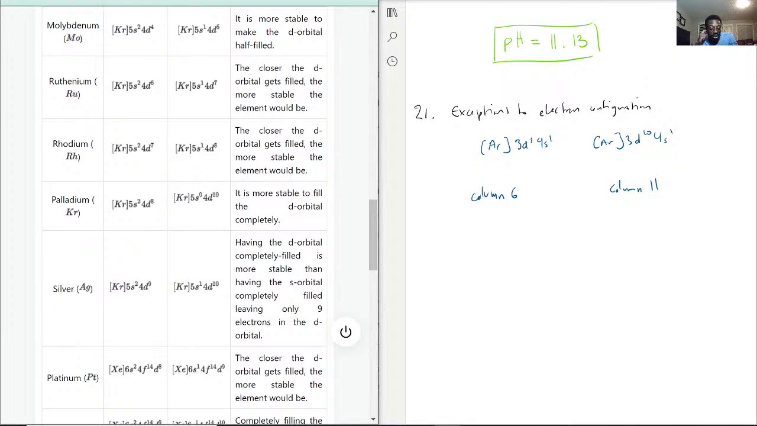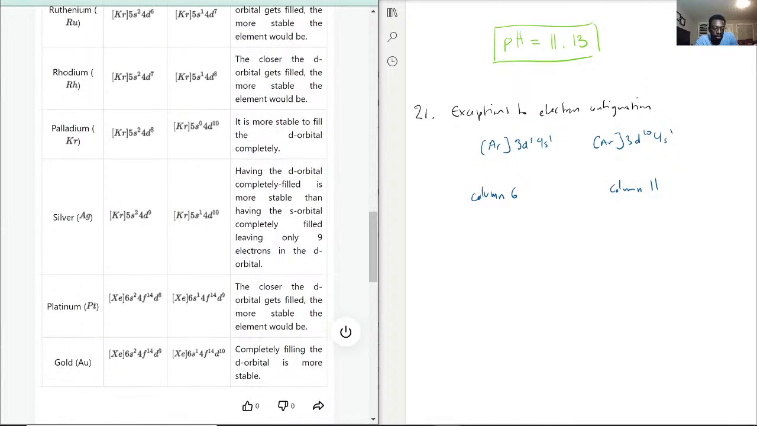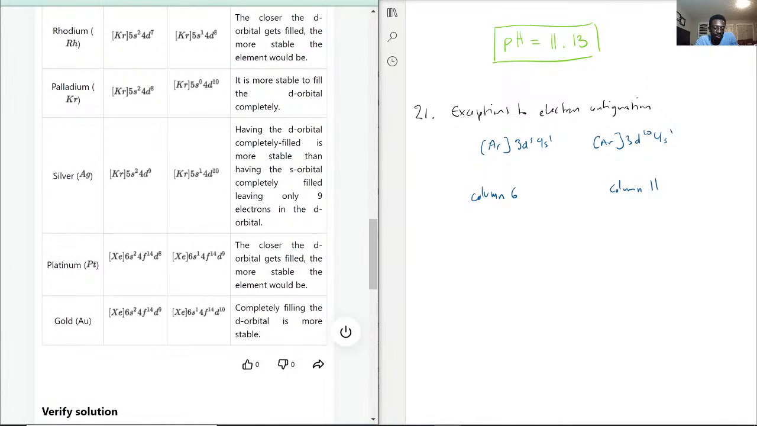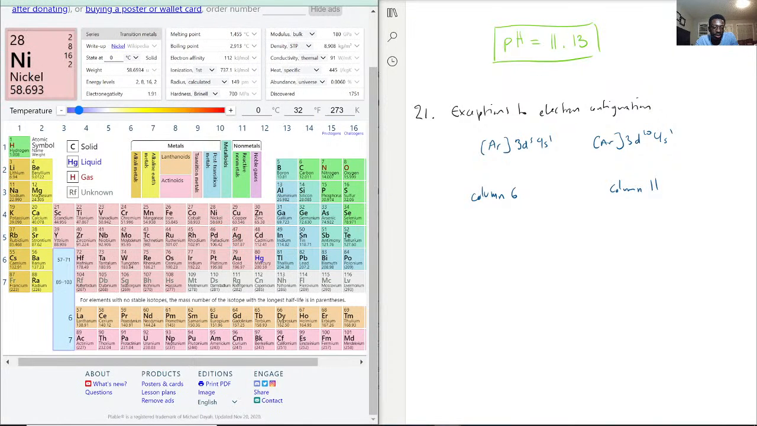Silver, exactly, that one makes sense as we discussed, because it only needs to fill in one more. Platinum, the F14 part doesn't really matter, but that one doesn't make sense. Why would they not just do 2 like the other one? Gold, yeah, that one makes sense because it only needs one more. Platinum, I don't really understand why.